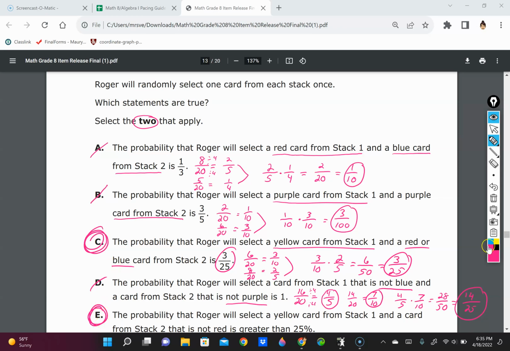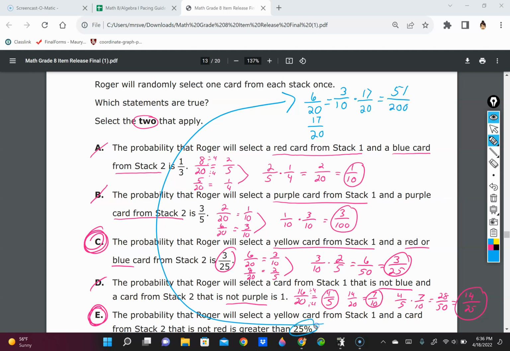The probability, and I think what I'm going to do is I'm going to come up here and work it out. The probability that Roger will select a yellow card from stack 1. So that would be 6 out of 20, which reduces down to 3/10. And then a card from stack 2 that's not red. So red we have 3, so that would be 17 out of 20. And I'm just going to bring that up here because I can't reduce that. Multiply straight across. 3 times 17 gives us 51. 10 times 20 gives you 200.